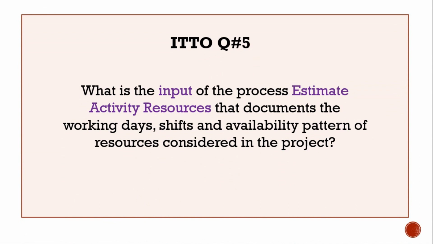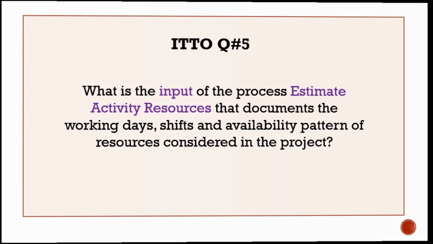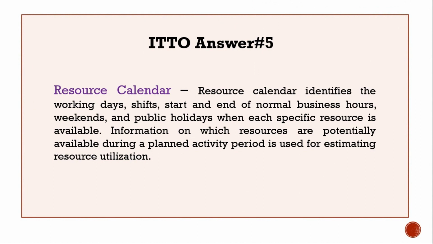ITTO question number 5. What is the input of the process estimate activity resources that documents the working days, shifts, and availability pattern of resources considered in the project? Answer: Resource calendar. Resource calendar identifies the working days, shift, start and end of normal business hours, weekends and public holidays when each specific resource is available. Information on which resources are potentially available during a planned activity period is used for estimating resource utilization.